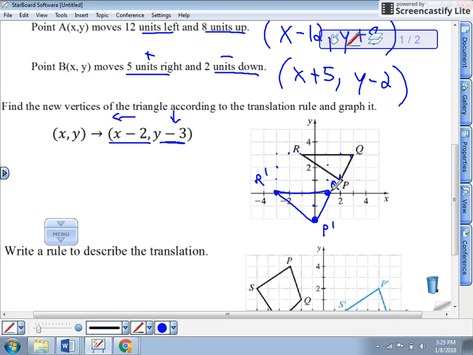Now it wants the vertices. Find the new vertices. If they want those as ordered pairs, we'd say R prime, and you would just list it. That'd be negative 3, 0.